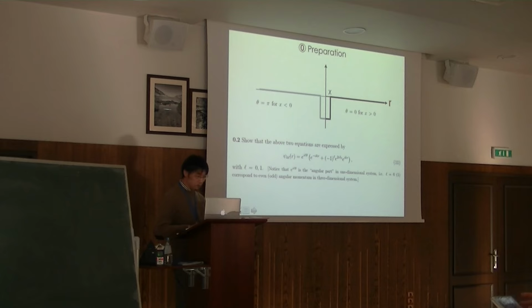Some student might find that we need some factor here. We need minus i. So you say an overall minus i should be multiplied.